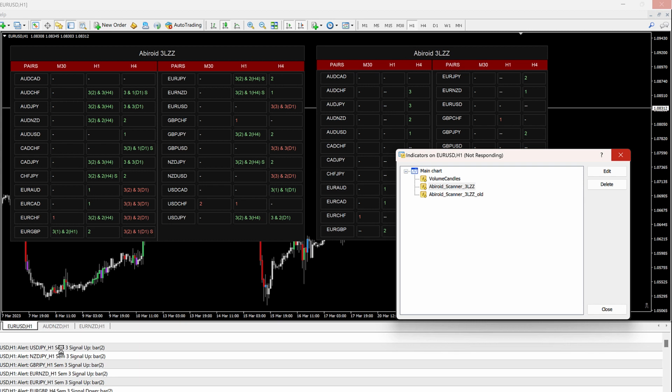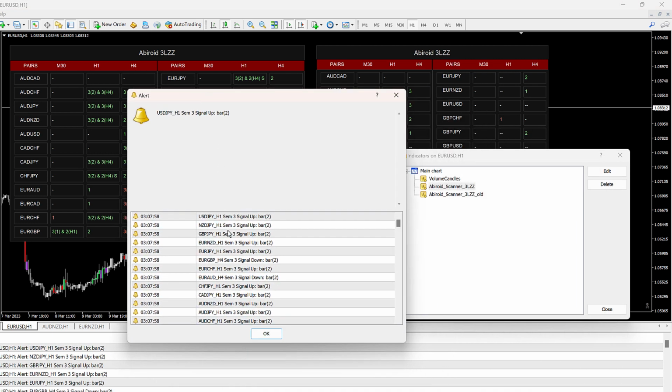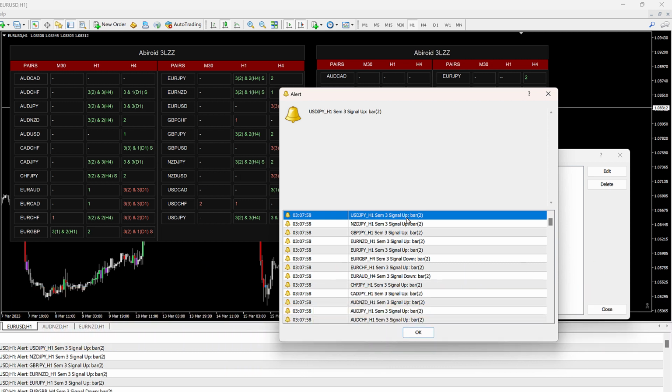The logs in these experts tabs will show you the alerts which happen every time the dash refreshes. And if you have pop-up alerts on, then you will also see these alerts. So whenever everything matches, you will see the semaphore signal and up bar for bar 2. So semaphore 3 had happened 2 bars back and it was an up signal. So this is another difference between the previous version and the new version.